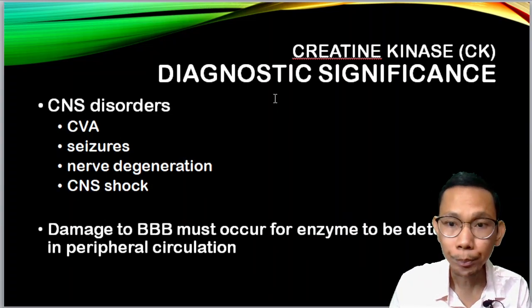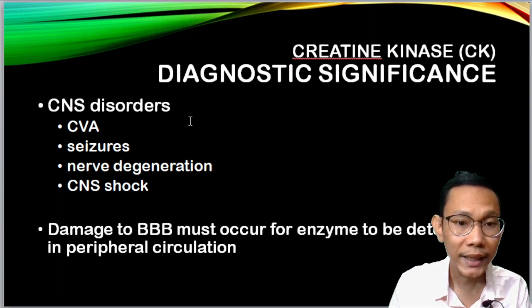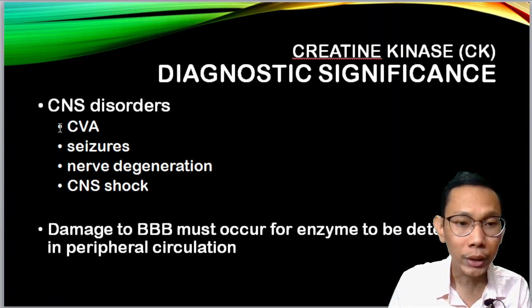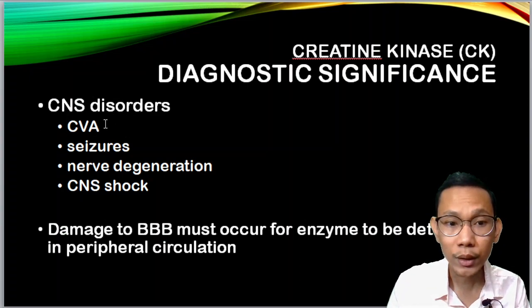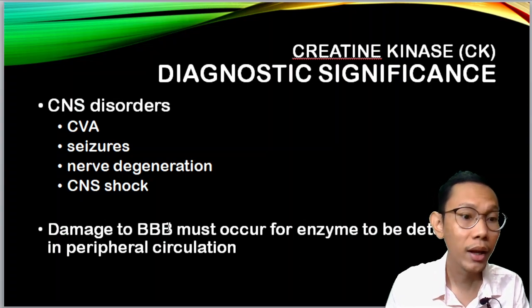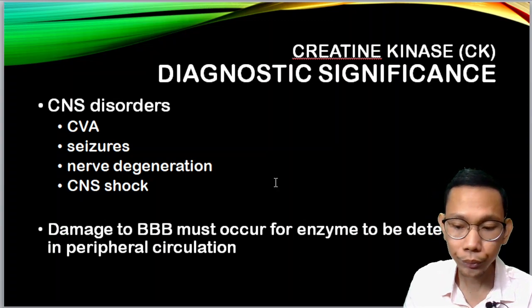How about CNS disorders? Remember your CKBB? That is why it is common in cerebrovascular accident or stroke, seizure, nerve degeneration, CNS shock. Damage to your blood-brain barrier must occur for the enzyme to be detected in peripheral circulation.